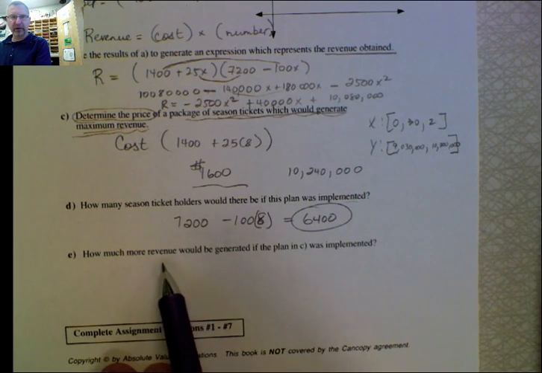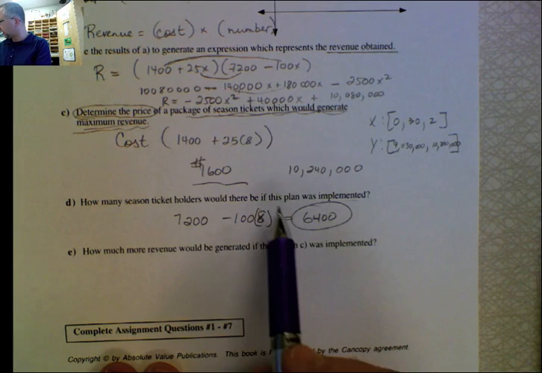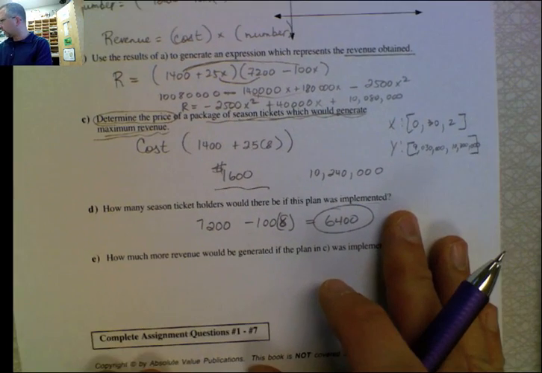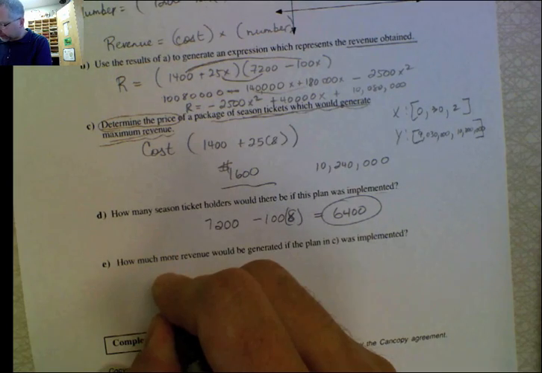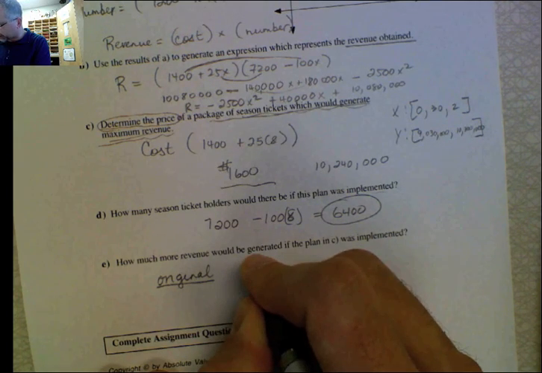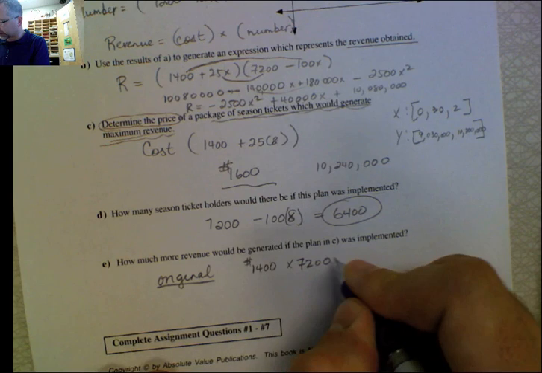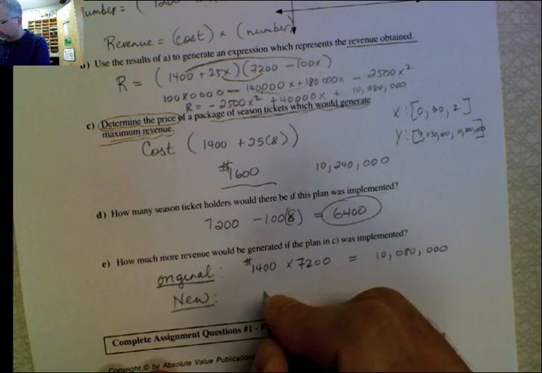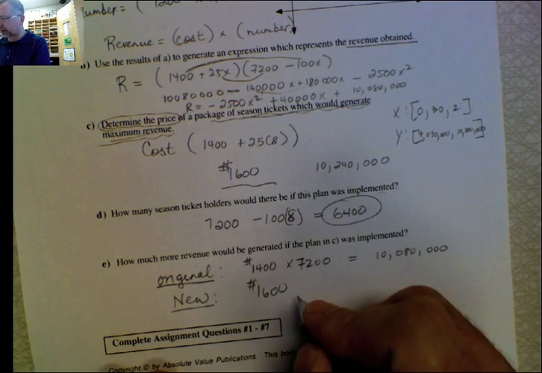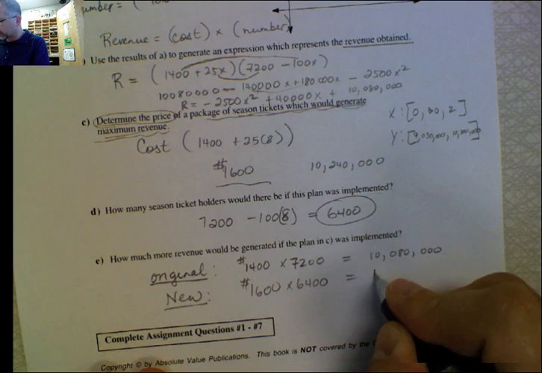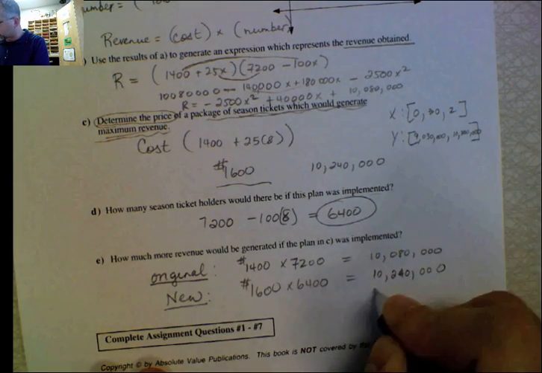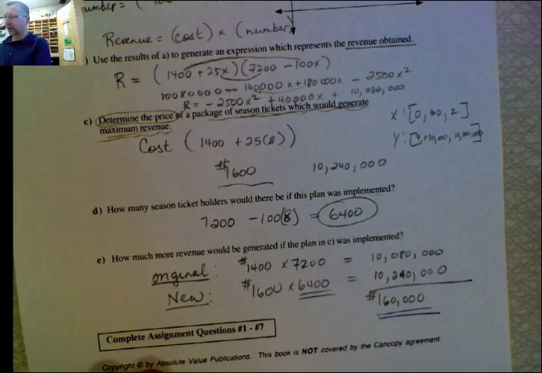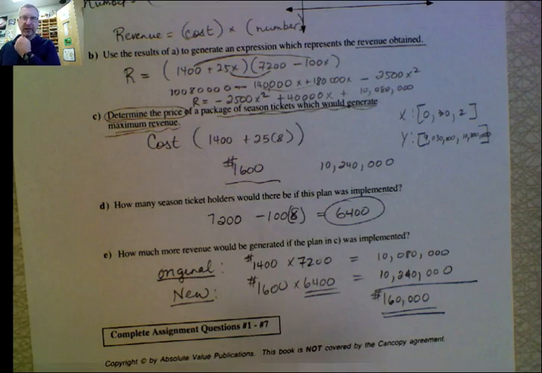Last thing it wants to know is how much more revenue would be generated if Plan C was implemented. So we want to know original revenue and new revenue, and we want to know how much more was actually generated. So in the original plan, we charged $1,400 per ticket, and we had 7,200 ticket holders, so that gave us $10,080,000. In the new plan we're proposing, we're going to charge $1,600 a ticket, have 6,400 ticket holders, and make $10,240,000. And if you subtract these two things, it shows us that even though we have less season ticket holders, we're actually going to make $160,000 more.